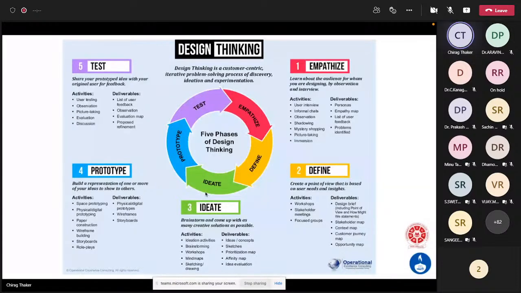And when you are in the test stage, what are going to be your deliverables? List of user feedback, observation, evaluation map, and proposed refinement. Now, this is very important. Test will give you evaluation map. Simultaneously, it will also give you observation and proposed refinement. And what are the activities? User testing, observation, evaluation and discussion, and picture taking. These are the activities in the test phase.